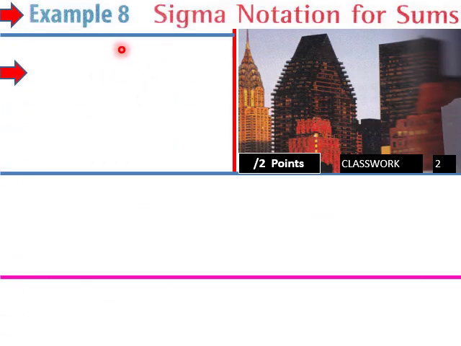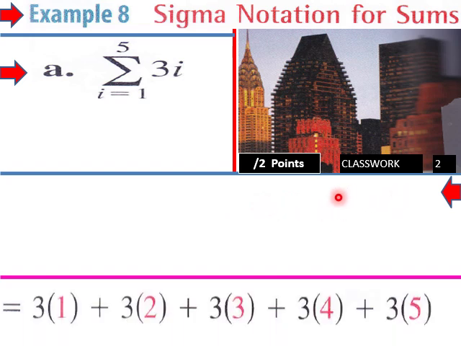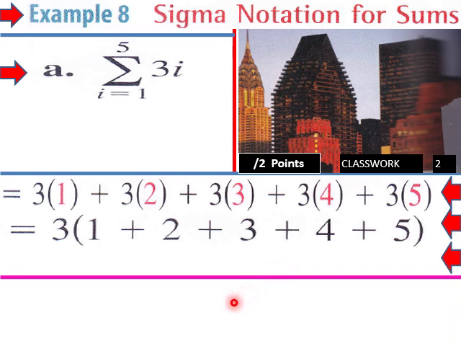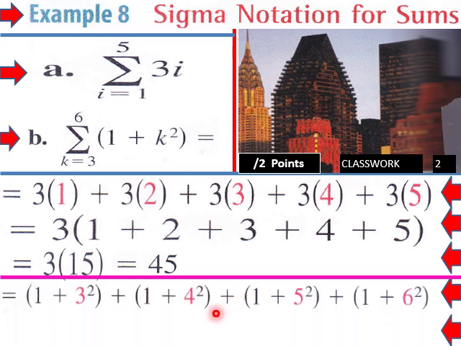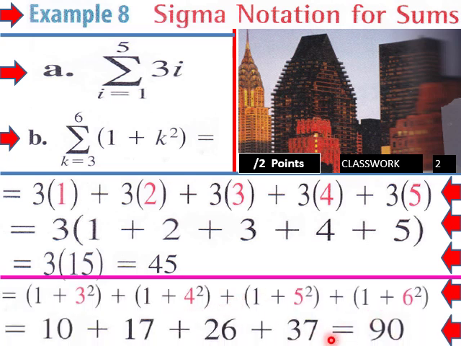In this situation, we have the summation of 3i with 5 as the upper limit and 1 as your lower limit. We start with 3 times 1, 3 times 2, 3 times 3, 3 times 4, 3 times 5, and that would equal 45. And then for B, our upper is 6, our lower is 3, and here's our index, 1 plus k squared. When we plug in, we start with 3, 4, 5, and 6. When we sum all that up, we get 90 for this summation.